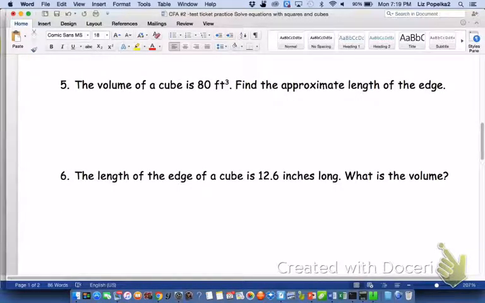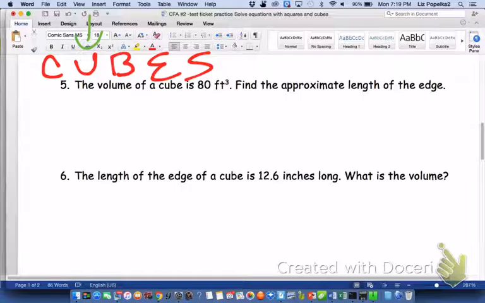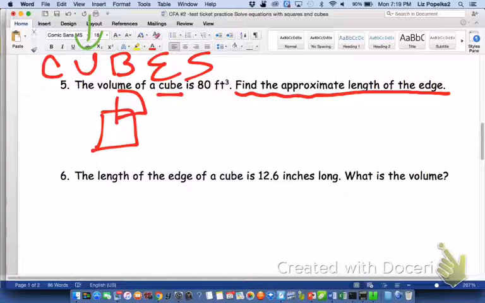Example number 5 is also very similar, but now we've got a word problem. I know how we love these. Please remember to use, first of all, our CUBES acronym that we use when we're in class. I like to skip the circling part and go to the U, underline the question. The question is asking me to find the approximate length of the edge, and it looks like I'm following the edge of a cube. So I'm going to draw myself a cube. This is not going to be a good drawing, so nobody making fun of me at home.